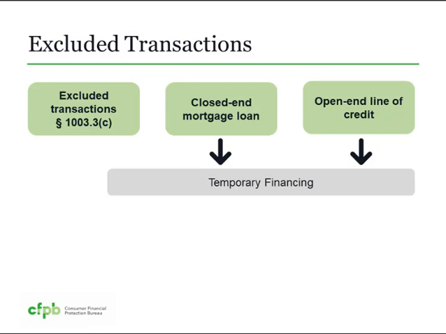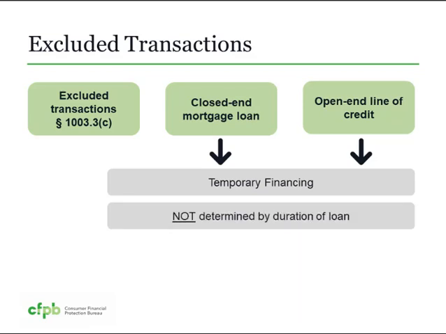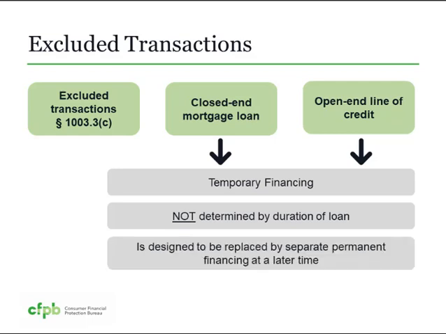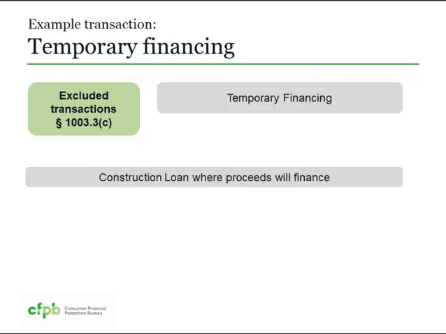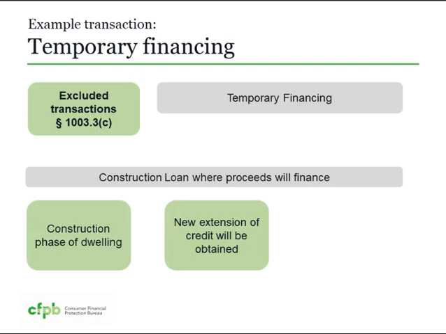Second, a closed-end mortgage loan or open-end line of credit that is temporary financing. Temporary financing is not determined by the duration of the loan, but rather, in general, whether the transaction is designed to be replaced by separate permanent financing extended by any financial institution to the same borrower at a later time. An example of a transaction obtained for temporary financing is a construction loan where the proceeds will be used to finance the construction phase of the dwelling and where a new extension of credit will later be obtained for permanent financing. Here, the loan to fund the construction phase would be excluded as temporary financing.